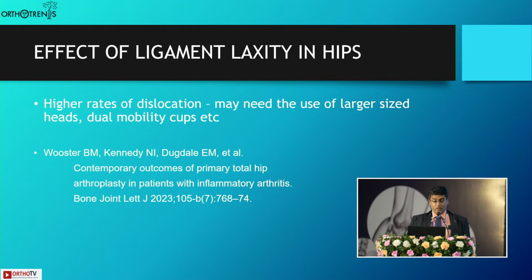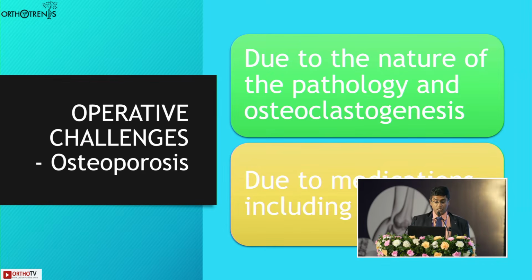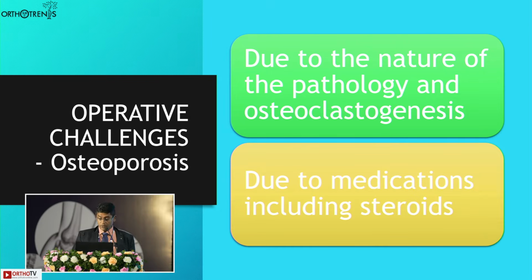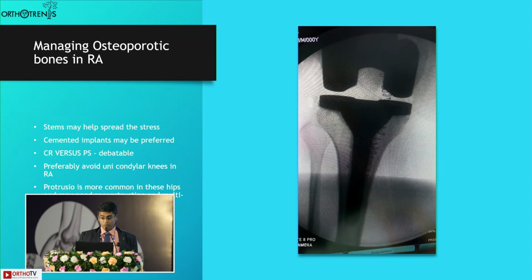Now, in the hips, because of the excessive laxity that you see in these patients, there are higher rates of dislocation, which may need the use of larger sized heads. You may probably, in certain specific cases, need to have the option of dual mobility available, just to make sure you don't come out with an unstable hip. Osteoporosis is a problem in these patients. The pathophysiology of osteoporosis is at least two. One is the osteoclastogenesis that we've already seen, and the other is the medications, which includes steroids, which these patients invariably are on, which progress to osteoporosis.